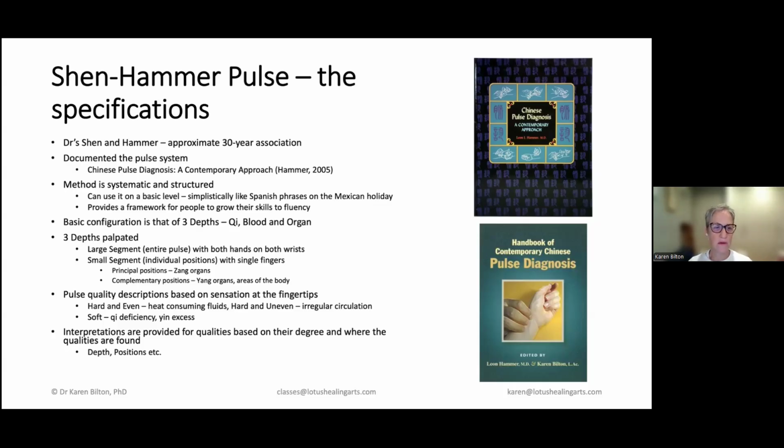So the basic configuration is that of 3 depths, and we have the chi, blood, and organ depth. And these 3 depths are palpated on the large segment of the pulse. And that's where we're feeling the entire pulse. We're sitting opposite the patient and we're feeling both wrists at the same time. And we're palpating, first of all, the chi, then the blood, then the organ depth. And that gives us our first level of information. They're our starting phrases.